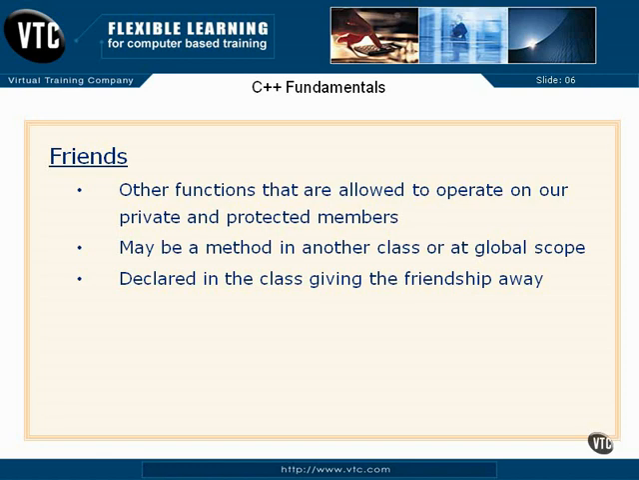Friends are other functions that are allowed to operate on our class that we're defining, on our class's private and protected members. Because remember, we have public, private, and protected. And private and protected are not visible to the rest of the world in general, but public are. Now, we can, though, in a class say that this is a friend, so let them do what they need to do with private and protected members. A friend may be a method in another class, or it can just be a simple function out at global scope. Either way is fine. The friendship is declared in the class that's giving the friendship away, that is defining the friend, because that way it maintains control over who is a friend and who isn't.